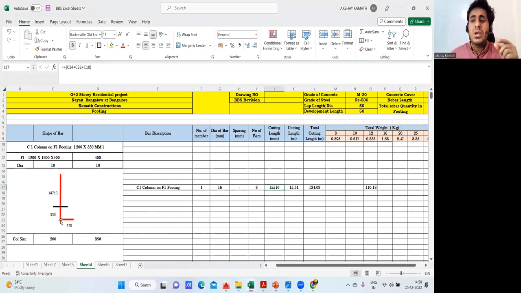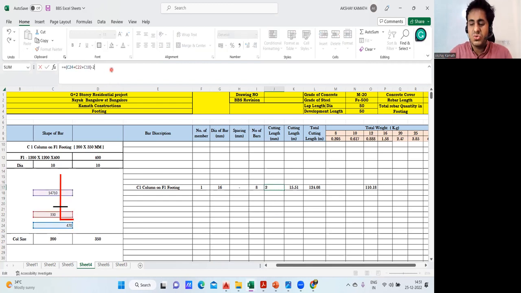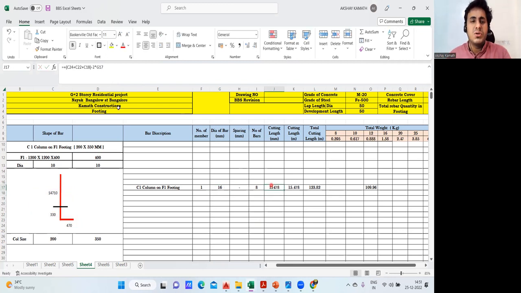Again, in the column and all, it doesn't matter, that bend whatever you are doing. It's a 90-degree bend, so a 2D deduction you're supposed to do. For the very same reason, few people follow that, few people don't. But actually, it's not required. If you want, you can do it: -2 into D. If a company is following it, you do that. But usually it's not required, because practically that much elongation will not happen. Considering that, we don't do that. But if you want, you can do it.